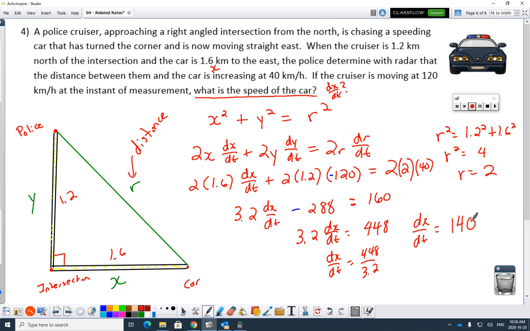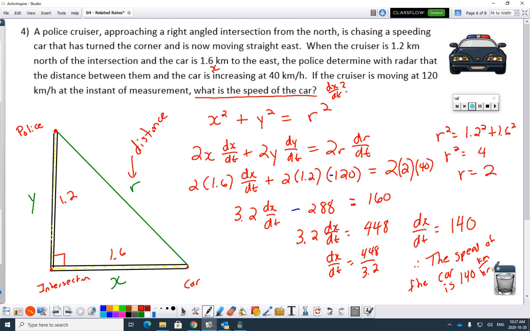One is the answer to the question. What is the speed of the car? Therefore, the speed of the car is 140 kilometers per hour. But I have another conclusion about this situation that they didn't ask about.